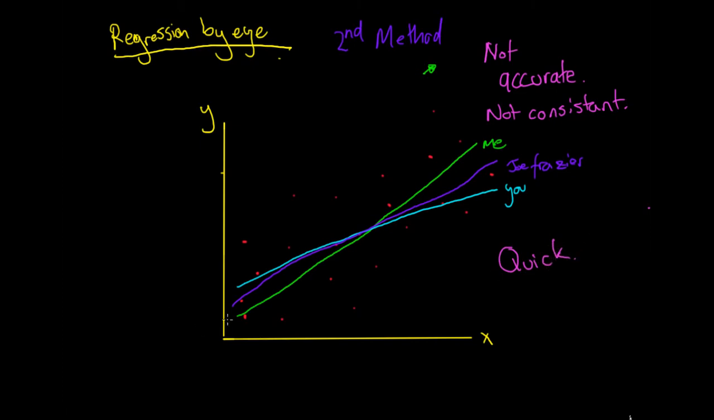You can look at it and be like, oh yeah, we're all going to say the relationship is positive, and we'll all probably say it's moderate to strong. So it's quick, gives us a nice indicator of what the relationship is, but it's not accurate and it's not consistent, so it differs between people.